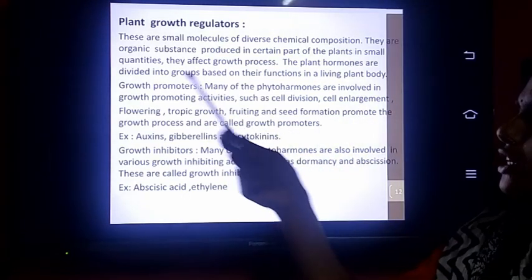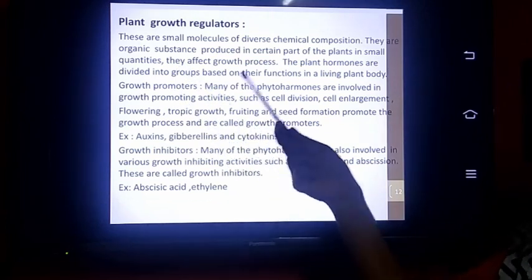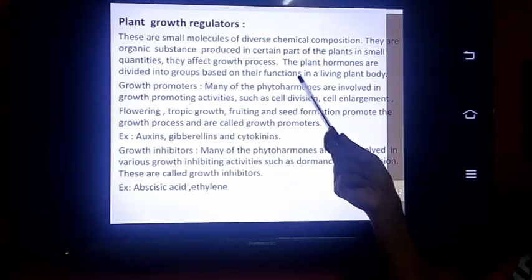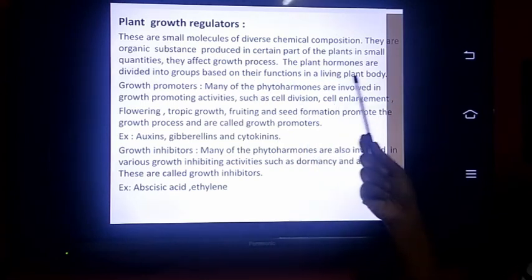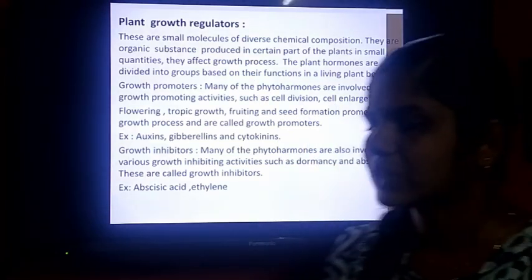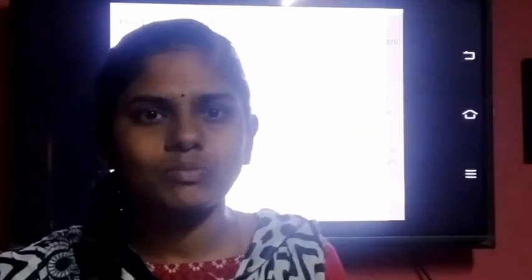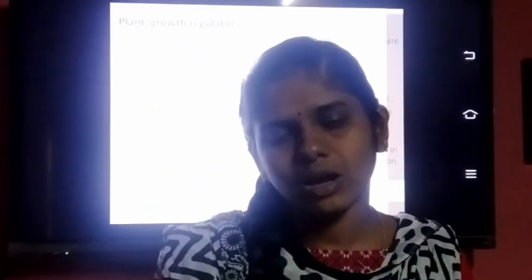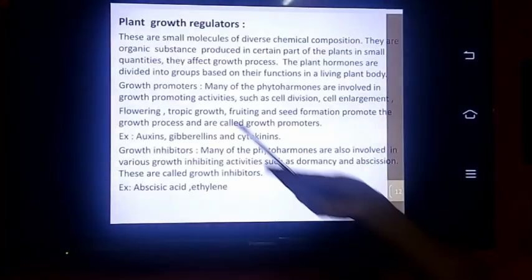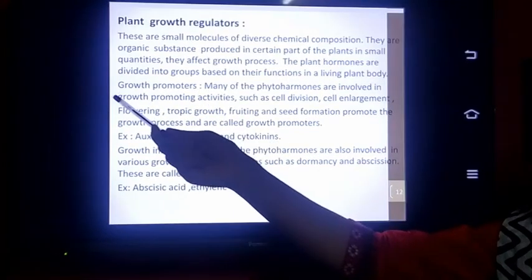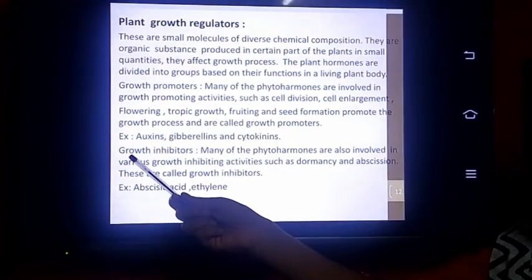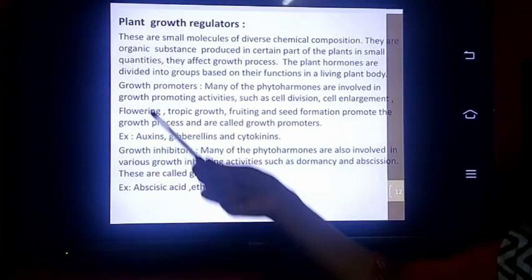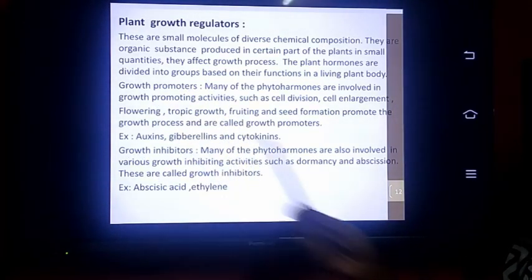The plant hormones are divided mainly into two groups, based on their functions in a living plant body. Plant hormones or phytohormones are chemical compounds which occur in a plantlet. So based on these characters, the plant growth hormones can be classified into two types: one is a growth promoter and another is a growth inhibitor.